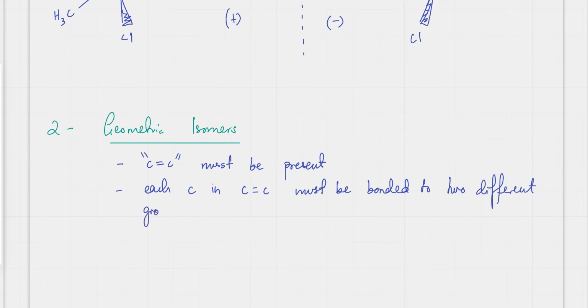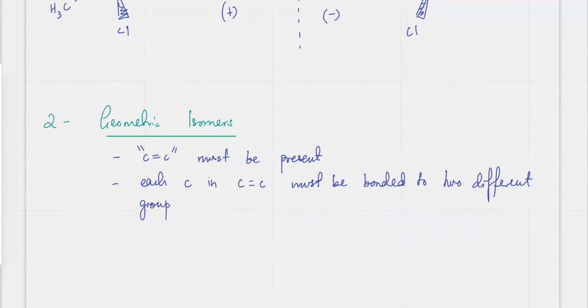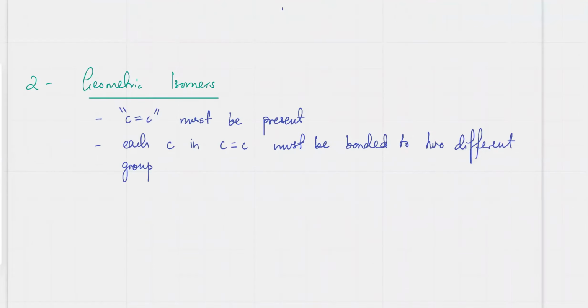So let's first try and understand what the conditions are. The condition states that a double bond is a must. So let's try and figure out or classify which of the molecules would be able to show geometric isomerism. Forget what geometric isomerism is, let's just figure out which molecules are going to fulfill the first two conditions.